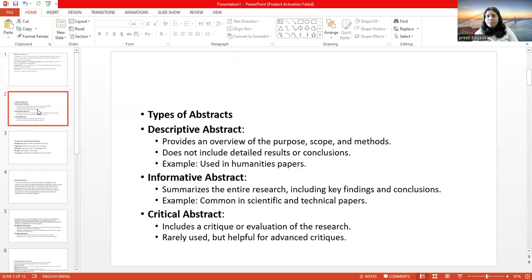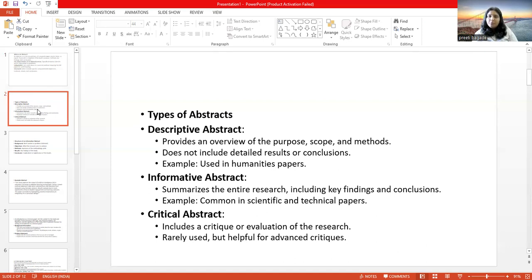Next, we will see the types of abstracts. First is the descriptive abstract, second is the informative abstract, and third is the critical abstract. So what is meant by descriptive abstract? It provides an overview of the purpose, scope, and method. It does not include detailed results or conclusion. Example: used in a humanities paper.